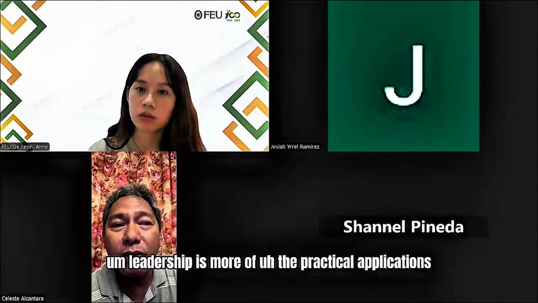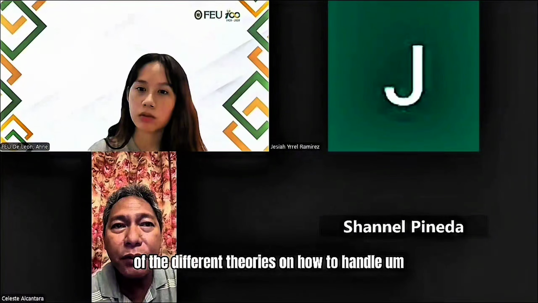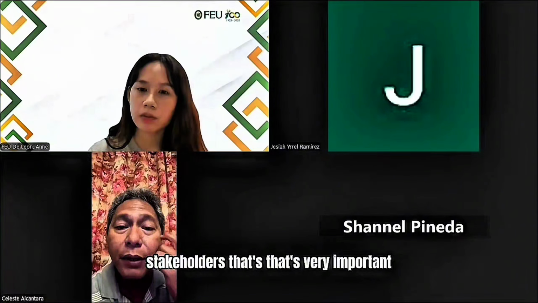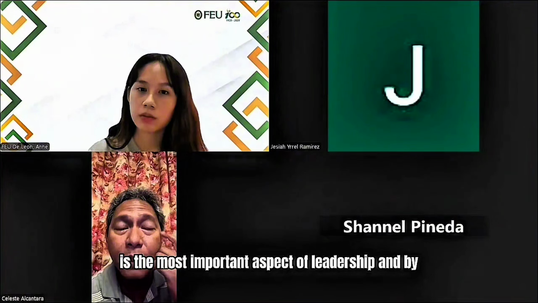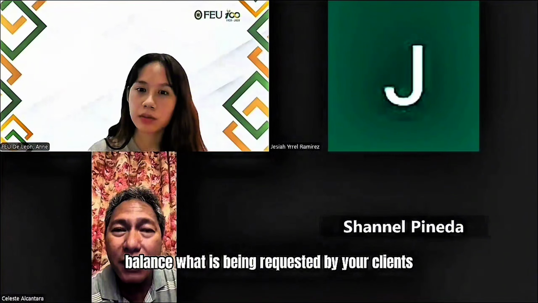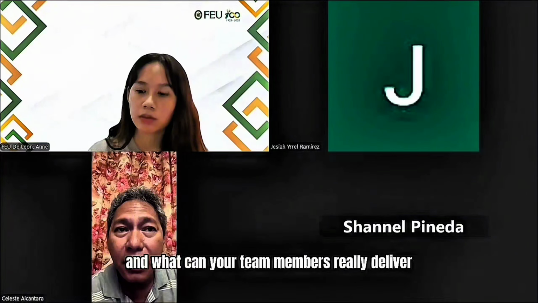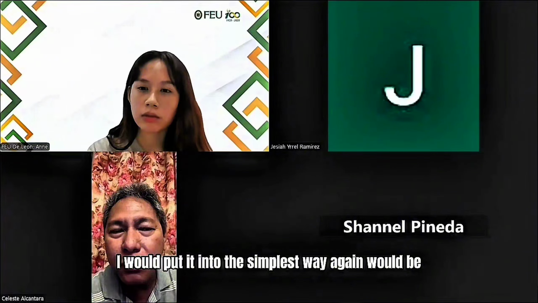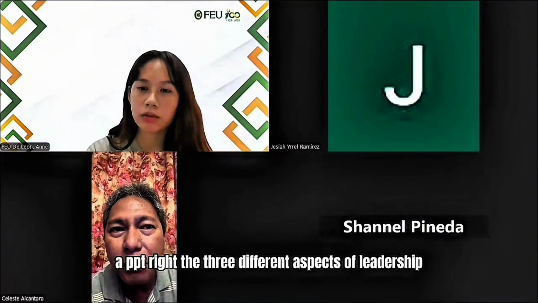Leadership is more of the practical applications of the different theories on how to handle stakeholders. That's very important. Stakeholder management is the most important aspect of leadership. We should be able to balance what is being requested by our clients and what our team members can really deliver. To put it in the simplest way, again, it would be PPT, right?